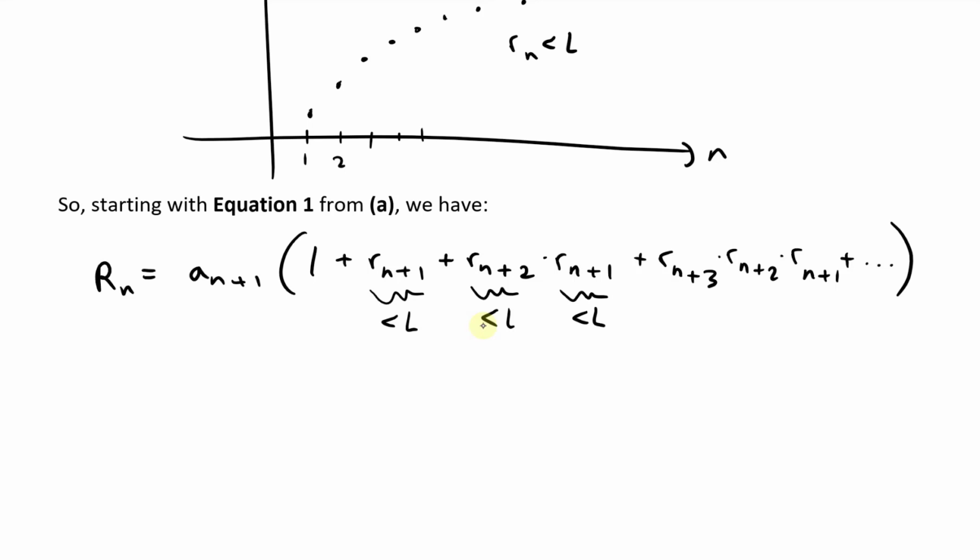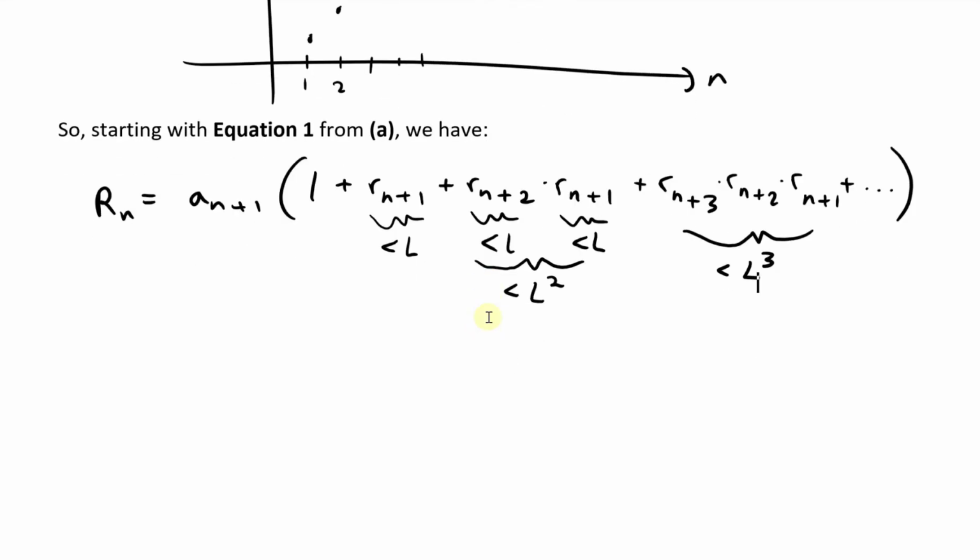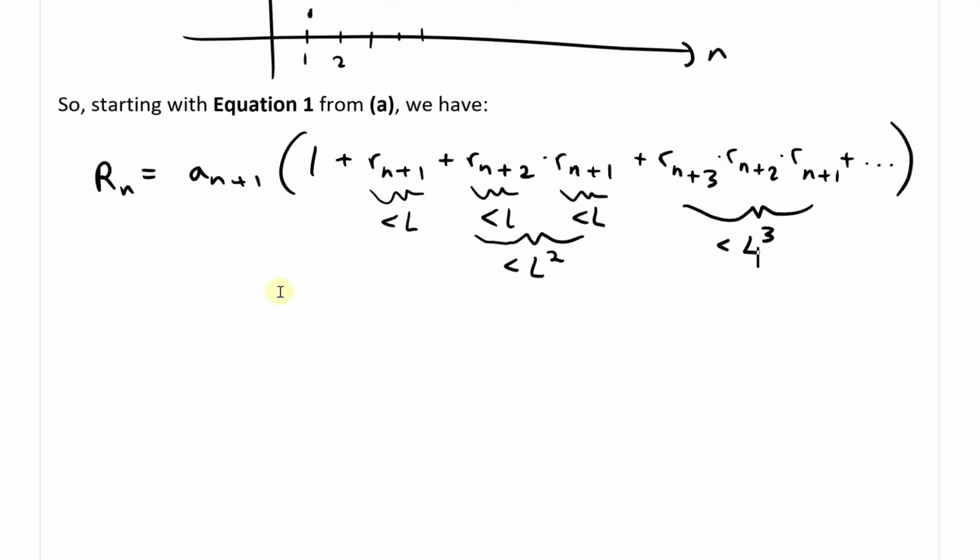So in other words, the combination of these two is going to be less than L squared. And likewise here, it's going to be the same thing. All of these are going to be less than L individually. So the combination of the multiplication is going to be less than all of them multiplied together, L times L times L, so this is going to be less than L cubed.